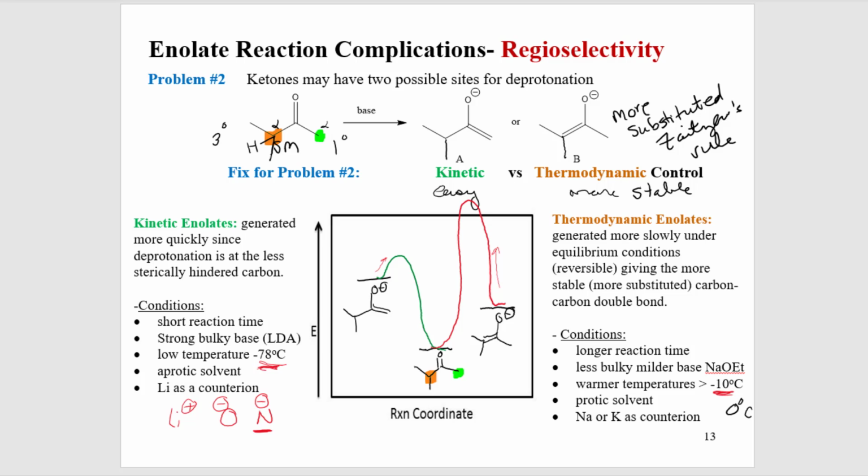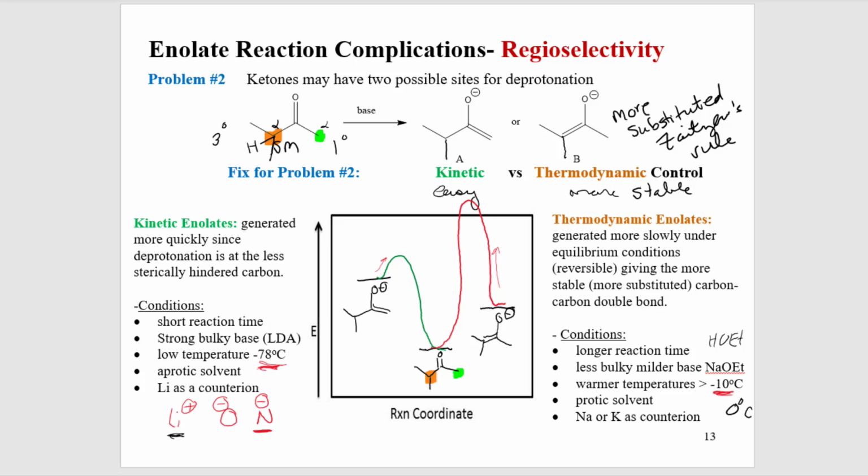We also want protic solvent. Why? Because we want to protonate, we want to encourage reversibility. So we want the carbon to be able to come back to starting material so ultimately it can find that energy sink. And so protic solvents help with that. So we're going to use things like sodium ethoxide in ethanol as the solvent so that it encourages equilibrium. And we also use these counter ions that are much less, well, they're still electropositive, but relatively less so than lithium.